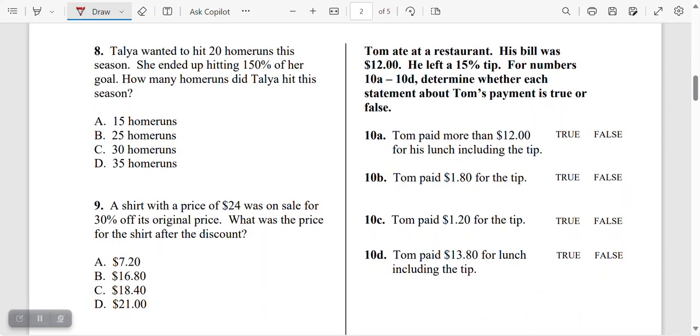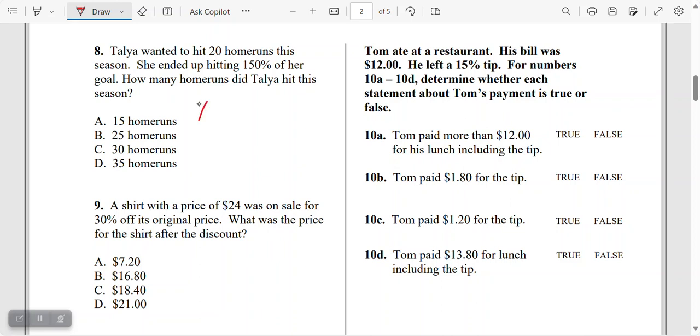Move on to the back. Talia wanted to hit 20 home runs this season. She ended up hitting 150% of her goal. How many home runs did Talia hit this season? In this example, we're just going to be calculating 150% of her goal, which is 20 home runs.